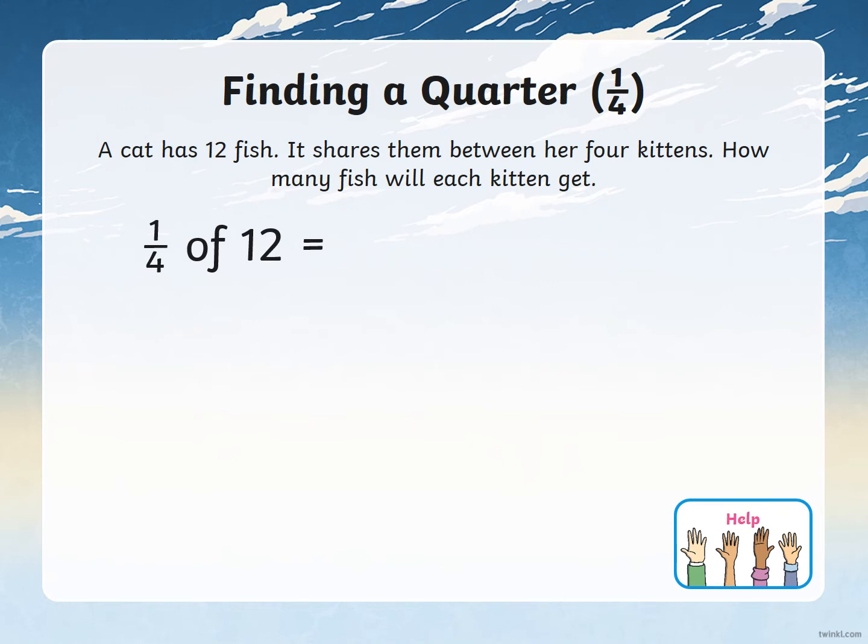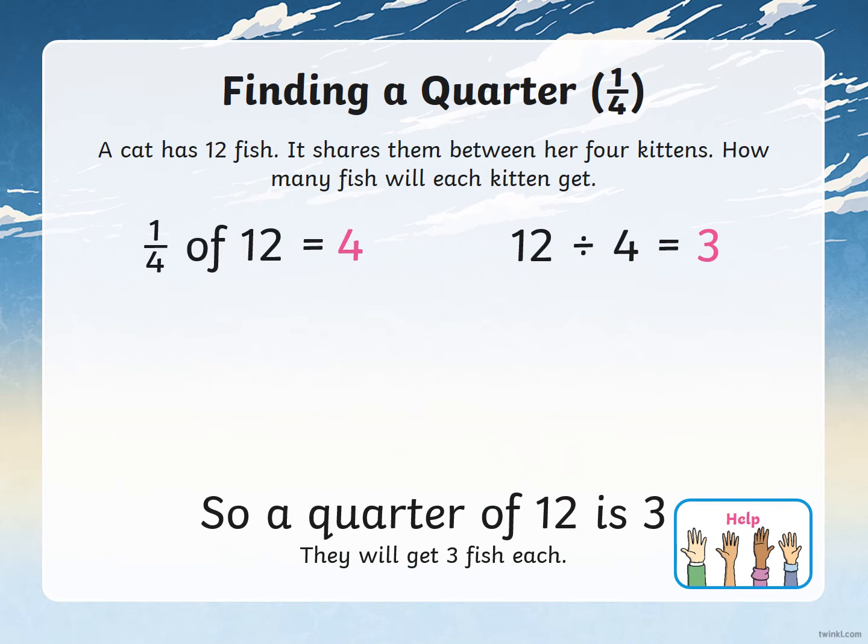Finding a quarter. A cat has 12 fish. It shares them between her 4 kittens. How many fish will each kitten get?